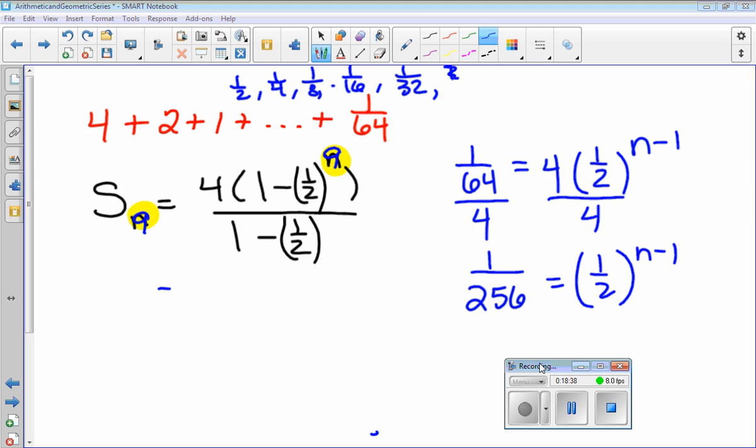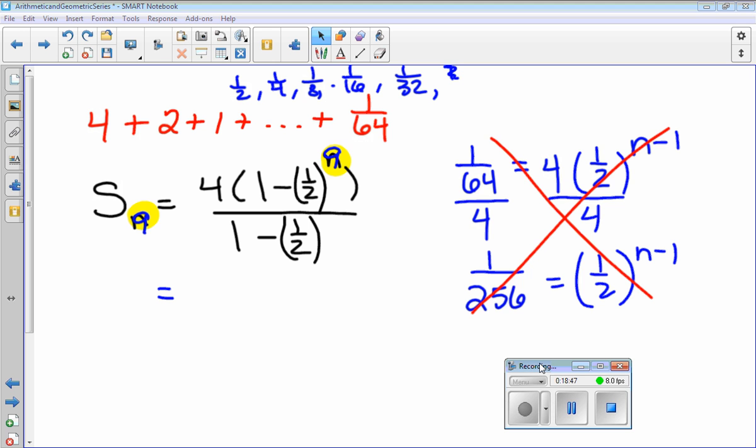And now it's just a matter of plugging it in and finding it. Okay? So we'll go ahead and do that. We'll find that sum.